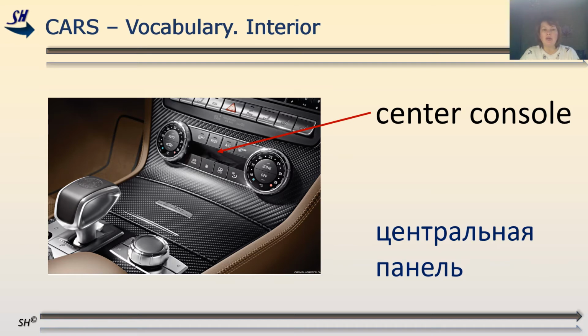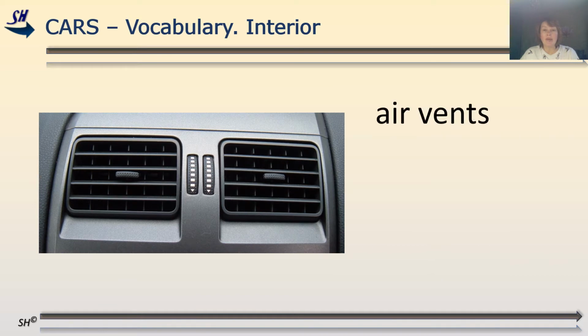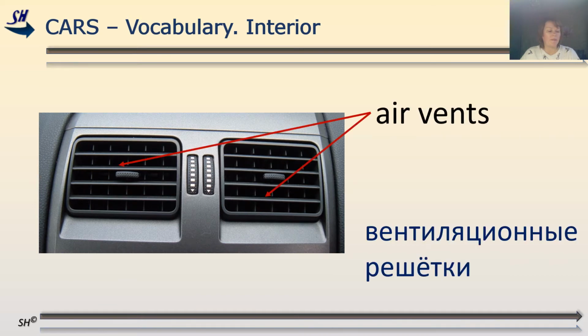You can also control the intensity of the air blown, and you can turn on, turn off, or switch on, switch off the radio, for example. If we look a bit higher, we will see the air vents. So these are the vents that the air comes out from.